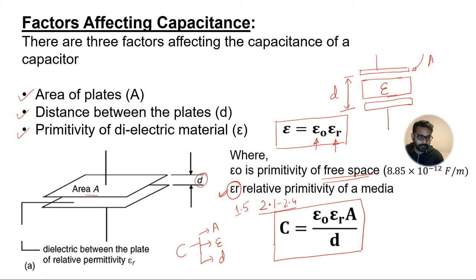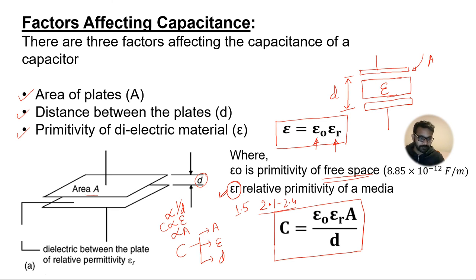So capacitance C is directly proportional to the permittivity of the dielectric medium. It is also directly proportional to the area of cross section. So if you have a larger area of cross section of the plates, your capacitance will be larger. Similarly, if your dielectric medium has a high permittivity, the capacitance will be very large. And capacitance C is inversely proportional to the distance between the two parallel plates. So as I mentioned, if you reduce the distance between the two parallel plates, the capacitance will increase, right?